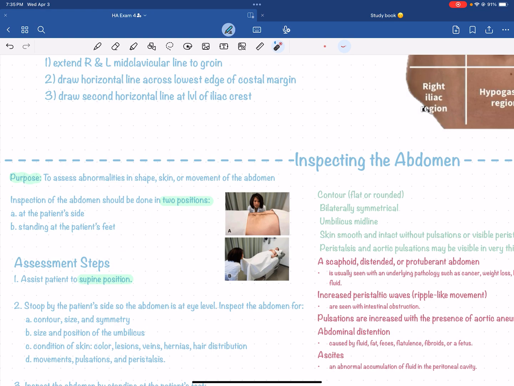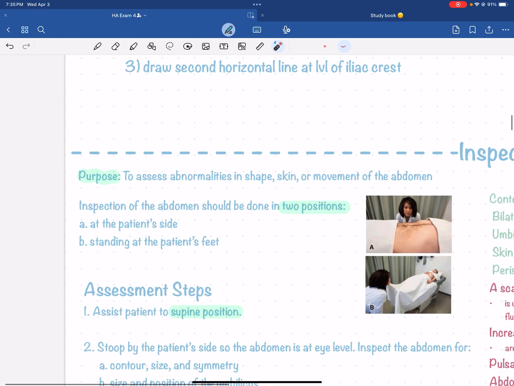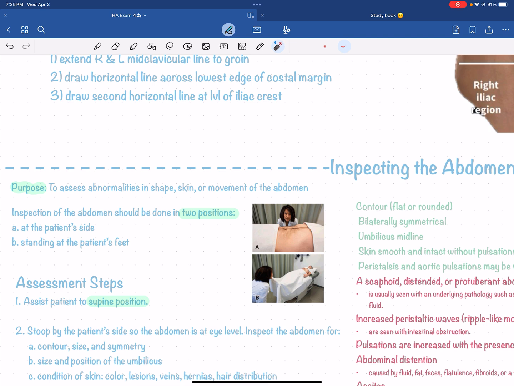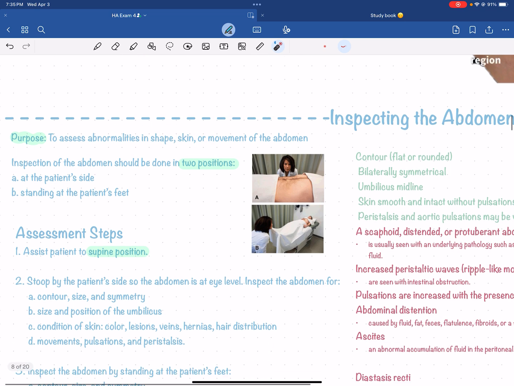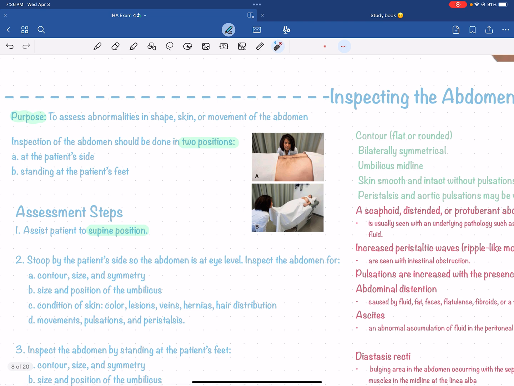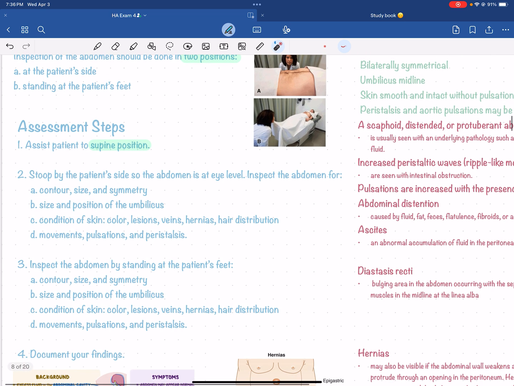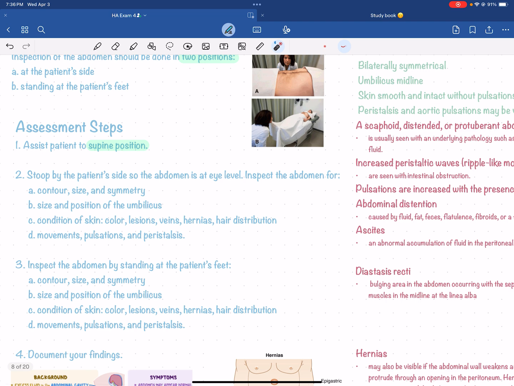So our first assessment for the abdomen is going to be inspection. Our purpose is to assess for abnormalities in the shape, skin, or movements of the abdomen. We are going to do this in two positions. The first position is at the patient's side, and the second is standing at the patient's feet. Our first step is to place the patient in the correct position, which is supine.